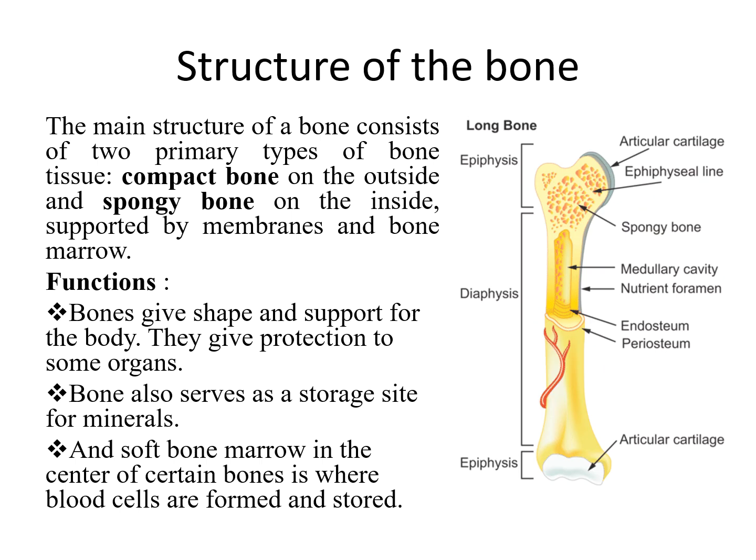Now we are going to see the structure of the bone. The structure of the bone has two main or primary types, that is compact bone and spongy bone. The compact bone is present outside the bone and spongy bone is present inside the bone, which supports the membranes and the bone marrow. So this is the structure. The outer layer is called compact bone and the inner spongy layer is called spongy bone. This is one example of a long bone.